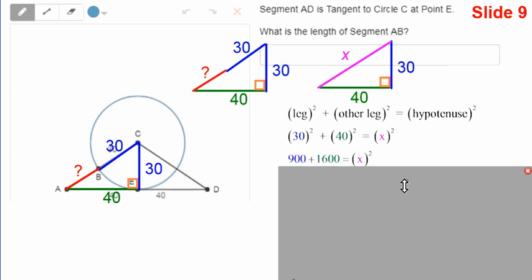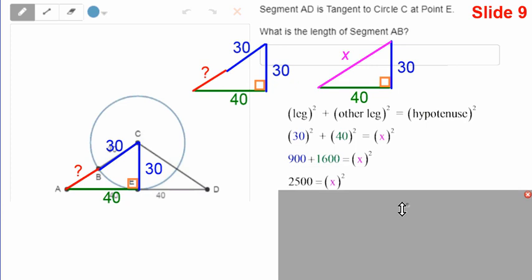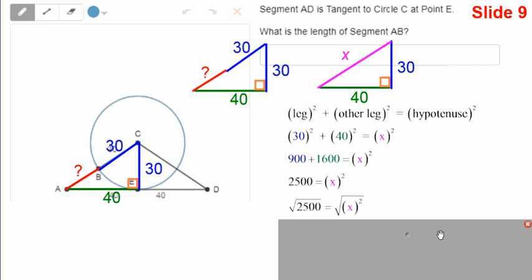We know 30 squared is 900 and 40 squared is 1600. Add those together, we're going to get 2500 for x squared. We want to know just the x, the hypotenuse. So to undo something that's squared, we have to take the square root. So we'll take the square root of each side. 2500 is a perfect square, and so we know the length of that will be 50.